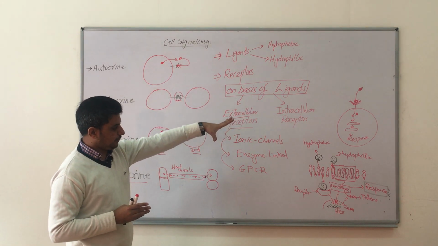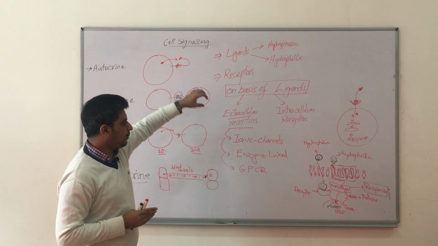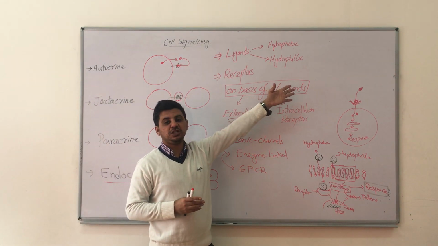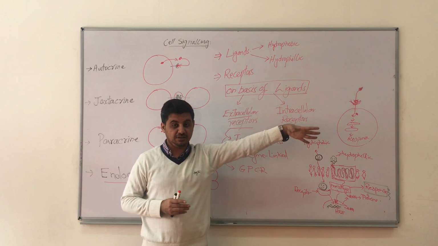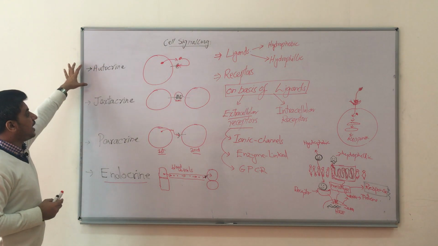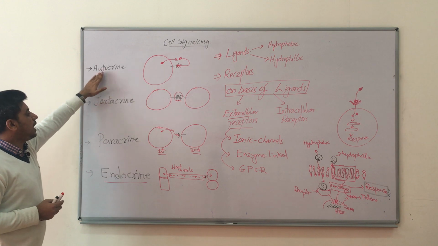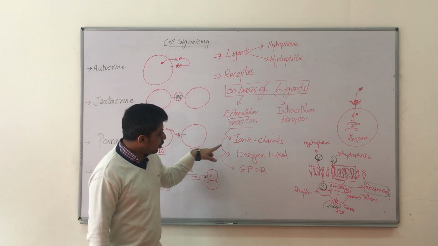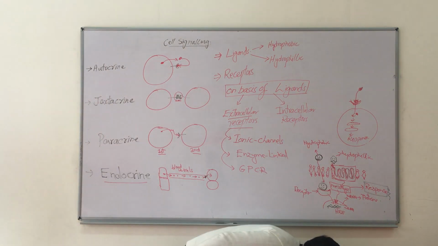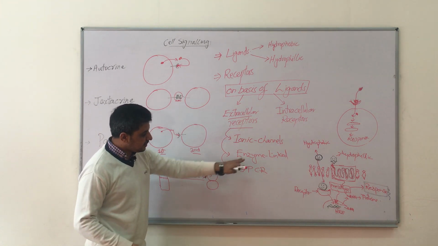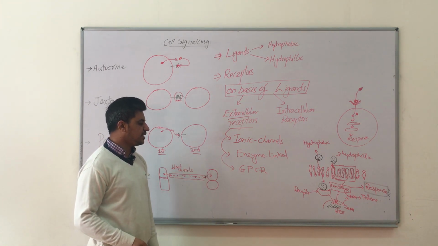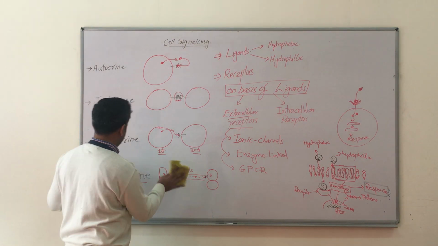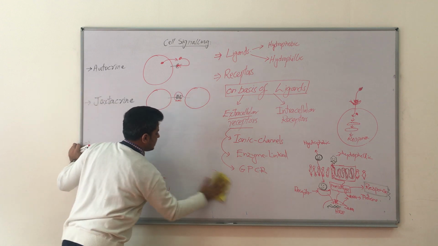So this communication, whether it is with the help of an extracellular receptor or an intracellular receptor, what type of communication it is, what type of mechanism it is, is decided by autocrine, paracrine and endocrine communication. Now I will explain the ionic channels, then the enzyme-linked receptors, and the GPCR, G protein coupled receptor. Let me erase this to make it very simple for you.